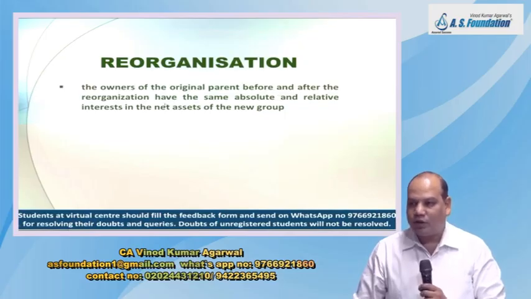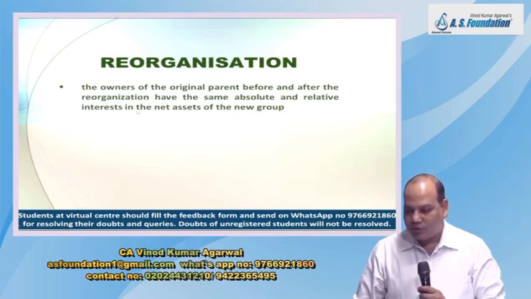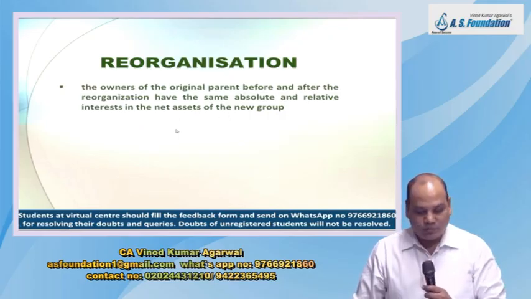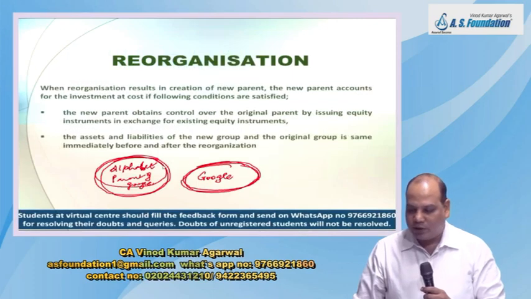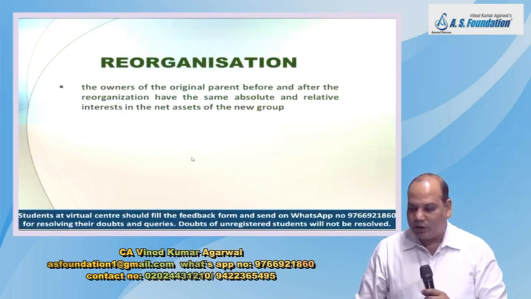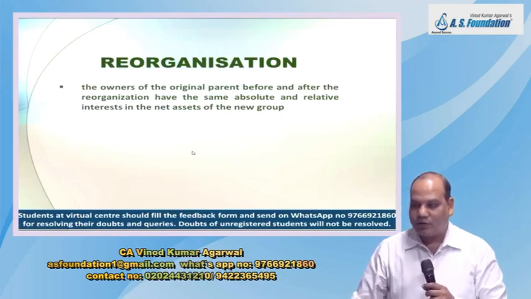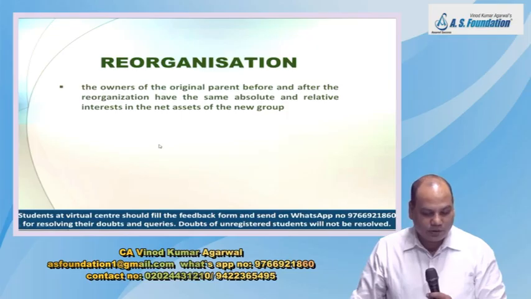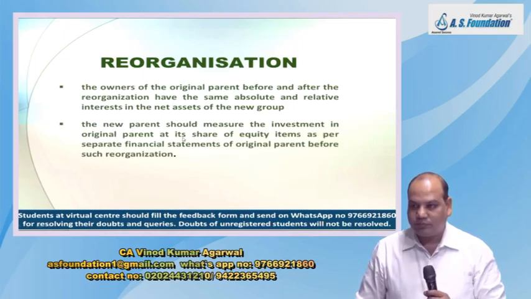And the third condition is the owners of the original parent before and after the reorganization have the same absolute and relative interest in the net asset of the new group. So what will happen if this Alphabet issues shares to all of them exactly in the same ratio in which they are holding shares in Google? They will have the same continued interest in Alphabet also. So their stake in the company in absolute terms and relative terms are the same. If these three conditions are satisfied, the new parent will account for investment at cost.